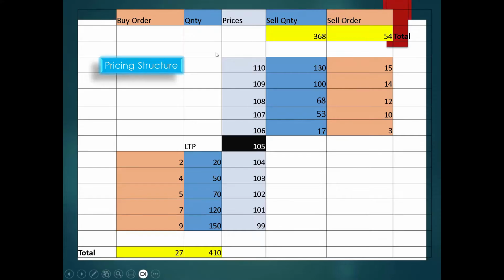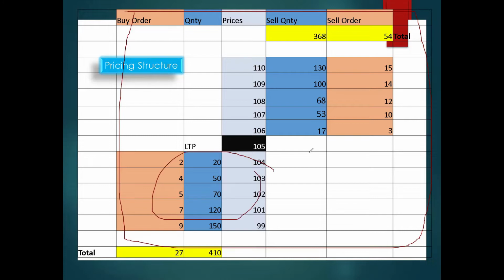So what happens here? This is the DOM. DOM means depth of market, which is visible with the 5 best quotes or 20 best quotes. In this, what you see are the limit orders. So I have some extra stock and I want to sell it at 106 rupees. I have some quantity which I want to sell at 107, 106 rupees. And some other seller wants to sell at 107, 108, 109, 110, and so forth.